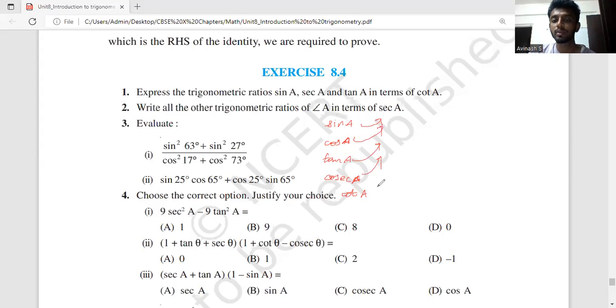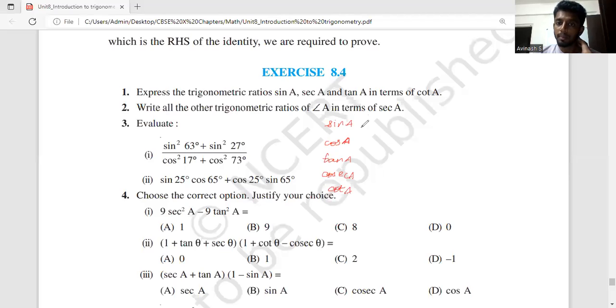This is what we are going to do now. All the other five, in the sense except sec A: sin, cos, tan, cosec, and cot, we are going to represent in terms of sec. That is what we are going to do now. Some of these will be very simple, and some of them will require some more steps to do. So we look at it one by one.